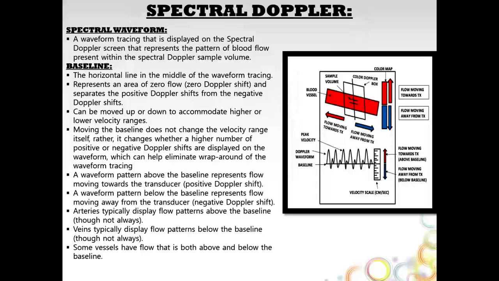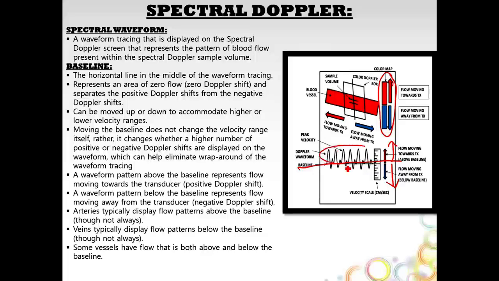All right, so spectral waveform. So this is just breaking down all the parts of the spectral Doppler. So on our spectral Doppler here, you're always going to have your color map on the side, and you have your flow moving towards the transducer, and your flow moving away from the transducer. Same thing with our spectral waveform tracing. There's going to be a baseline, which is this line here. Flow below this is flow moving away from the transducer. Flow above this line is flow moving towards the transducer.